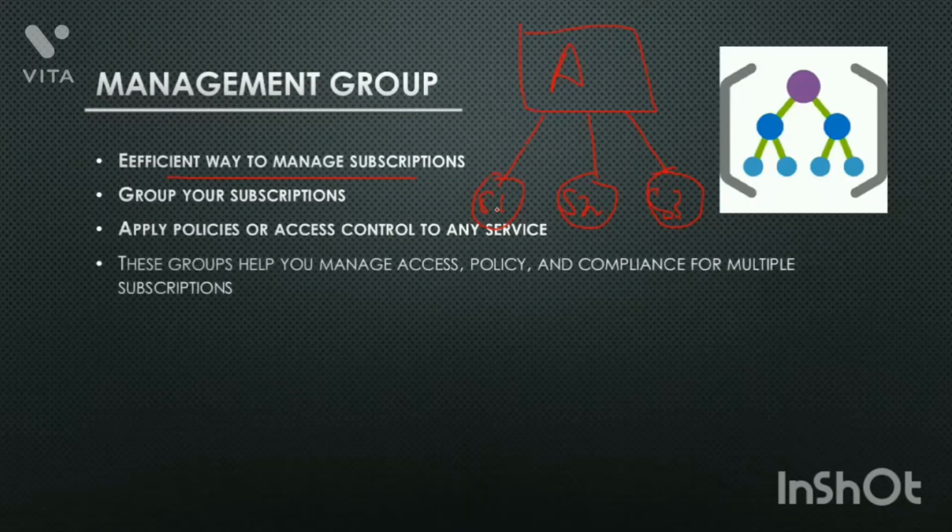A management group can help you manage access policy and compliance for multiple subscriptions. Suppose this subscription has some policies assigned to it, another subscription has some different policies assigned, and this one has some other policies. The management group is going to manage all these subscriptions as per the policies set for each. So this is all about the management group.